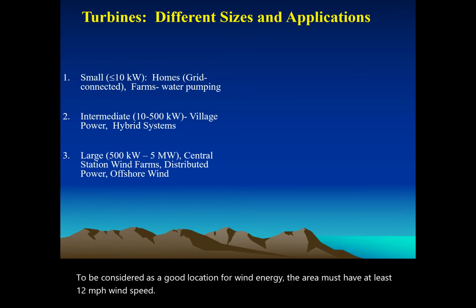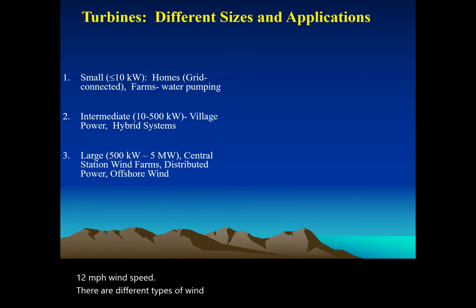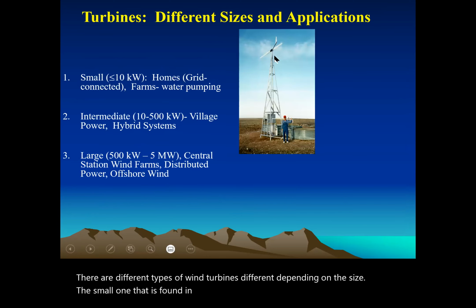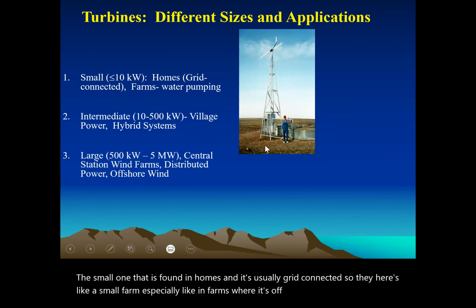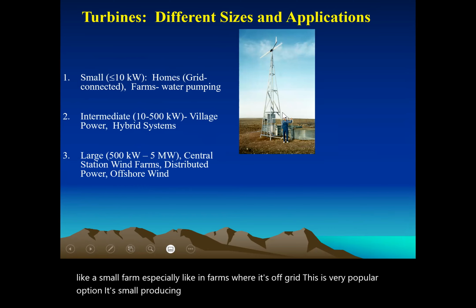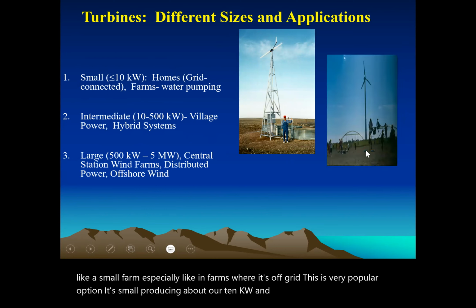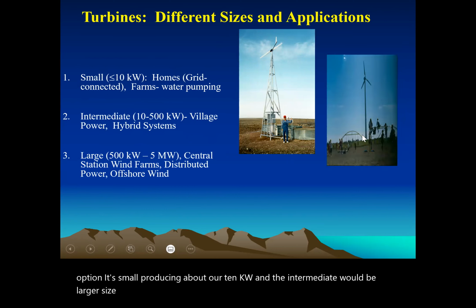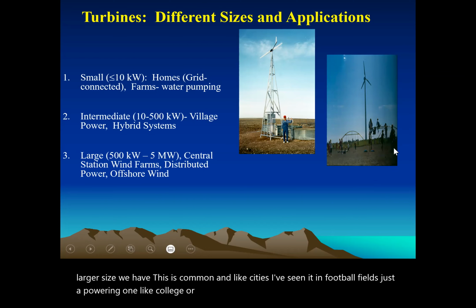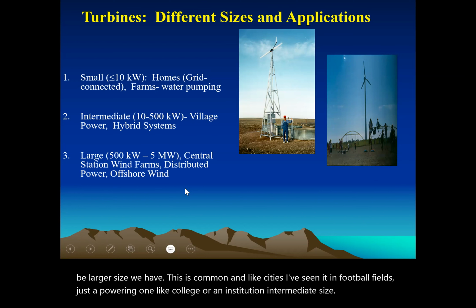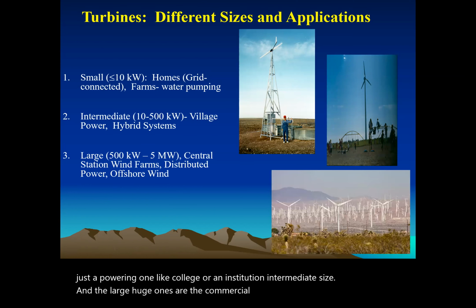There are different types of wind turbines depending on the size. The small one is found in homes, and it's usually grid connected. There's also the small type for farms, especially where it's off grid. This is a very popular option. It's small, producing about 10 kilowatts. The intermediate would be a larger size. This is common in cities, like I've seen it in football fields, just powering one college or institution. And the large, huge ones are the commercial ones that make a lot of electricity.